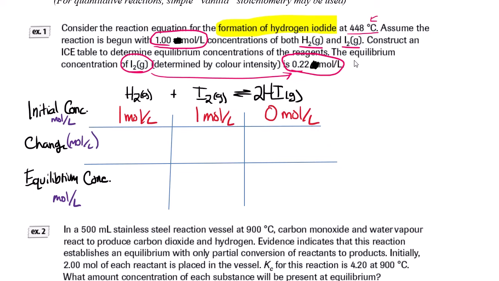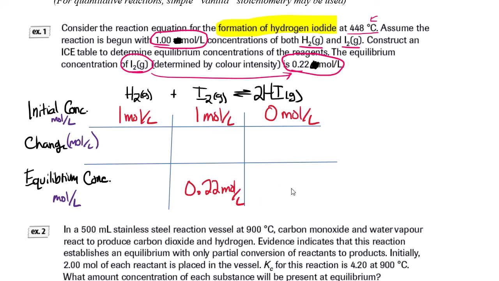Then what else do we know? We're also told that the equilibrium concentration of the iodine was 0.22 moles per liter. So my iodine here, I know this equilibrium concentration, 0.22 moles per liter. And that's all that I'm told.